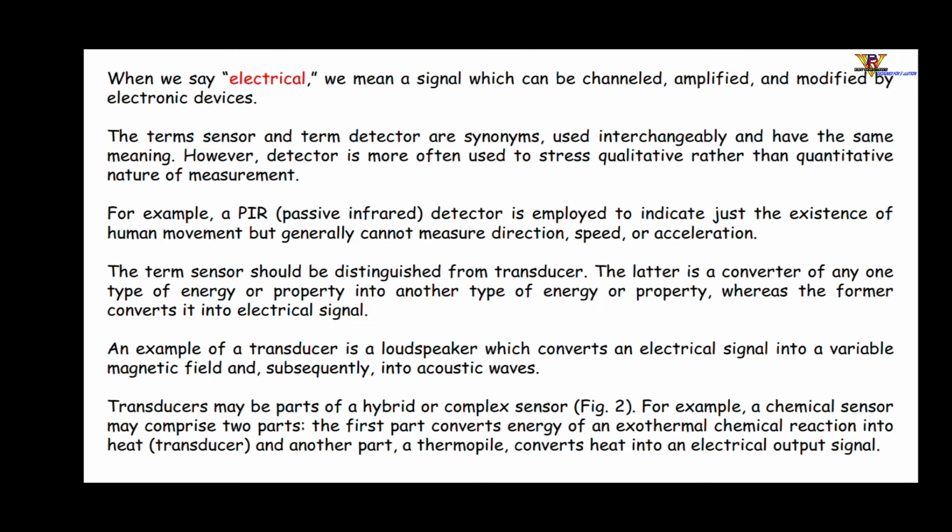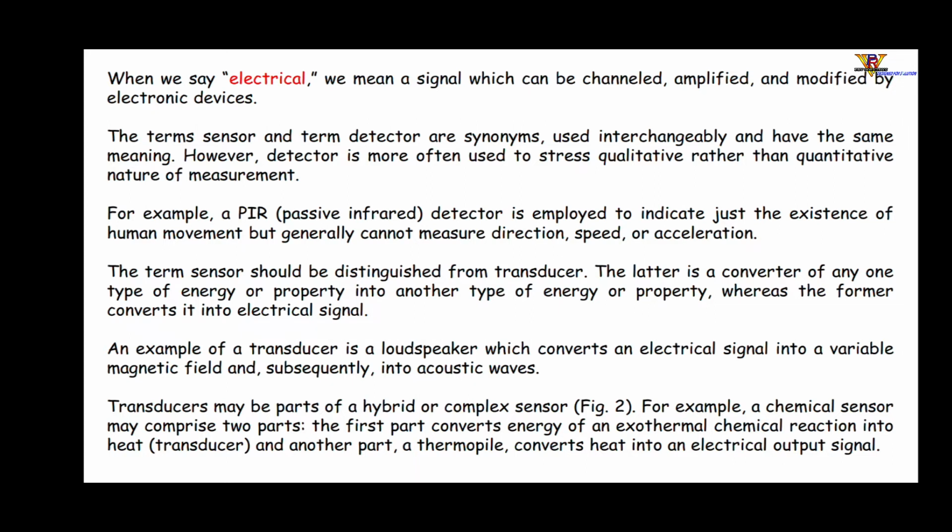So when we say electrical, what is the advantage of electrical? We mean a signal which can be channeled. We can transmit this signal through channels, wireless or wired. This signal can be amplified and modified by electronic devices.